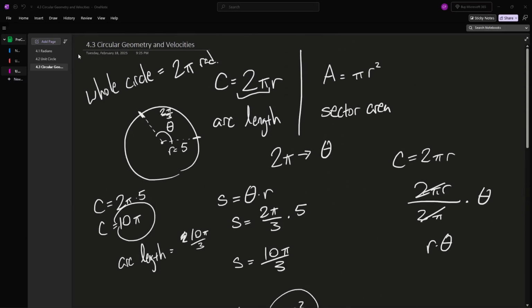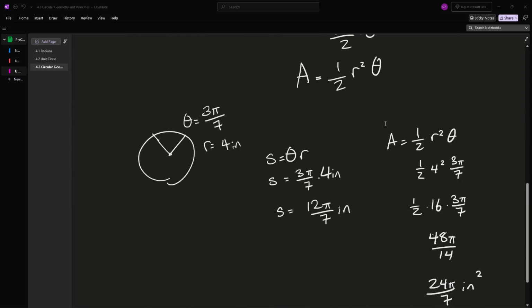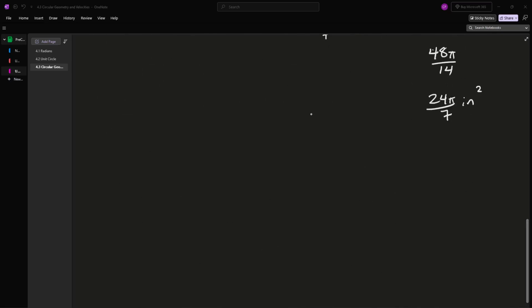Welcome back to 4.3, part 2. And in part 2, we're going to do some application problems with arc length and sector area. Like I said before, the challenging part about this is we have these two formulas.